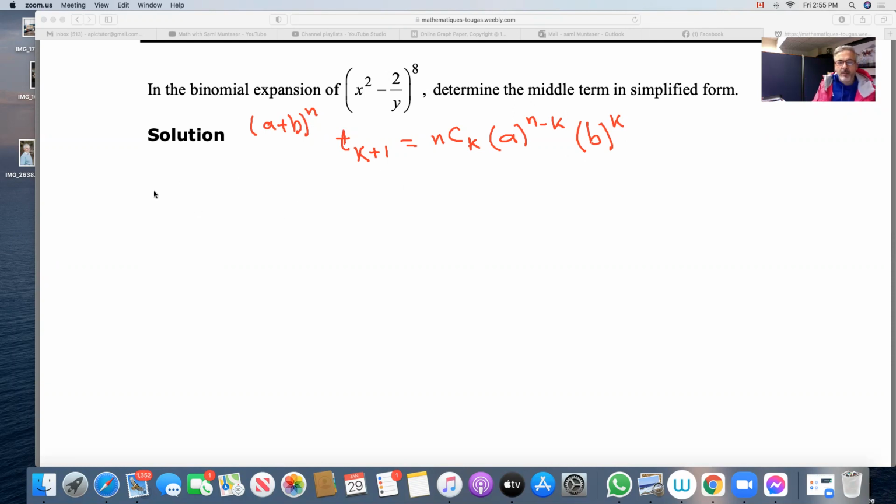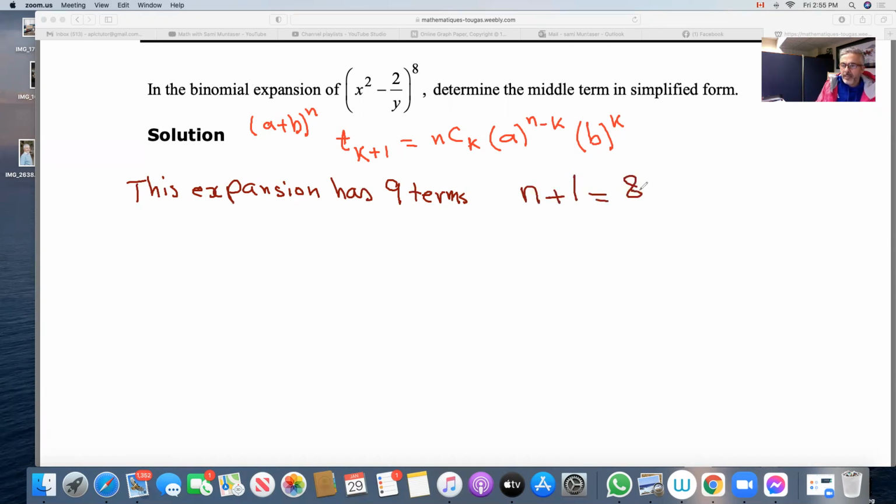Now, if I want to know how many terms are in this expansion, this expansion has 9 terms. You could tell me it's to the power of 8. How come I'm getting 9 terms? Well, always if you want to find the number of terms, you take n, which is that, plus 1. And that's why we got 8 plus 1 equals 9. So therefore, we have 9 terms.